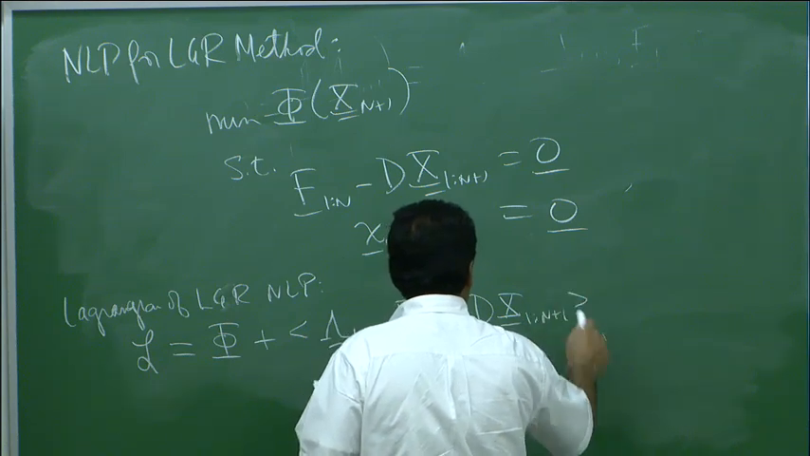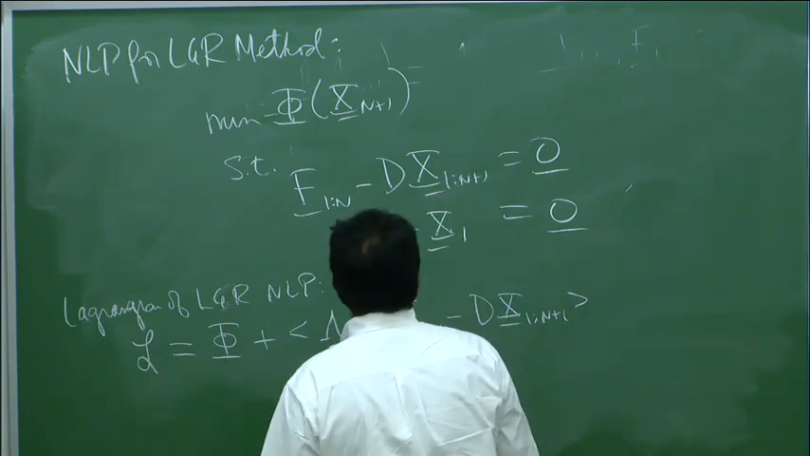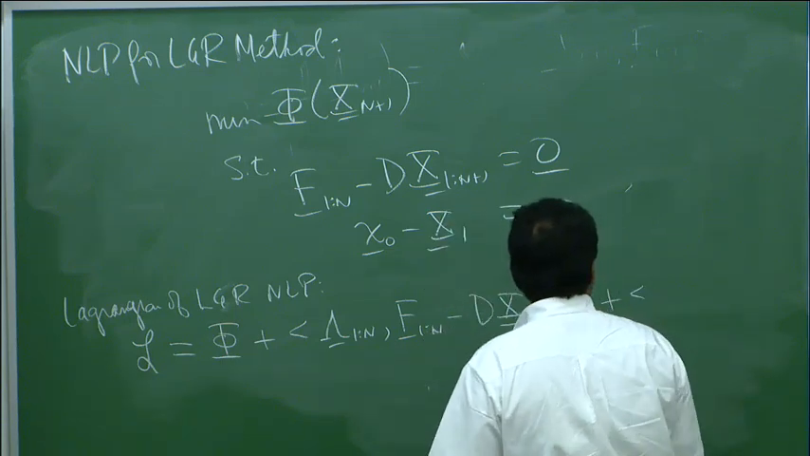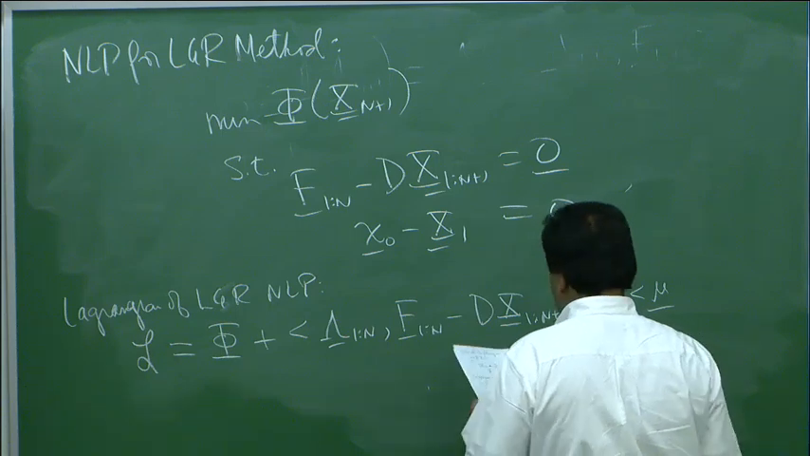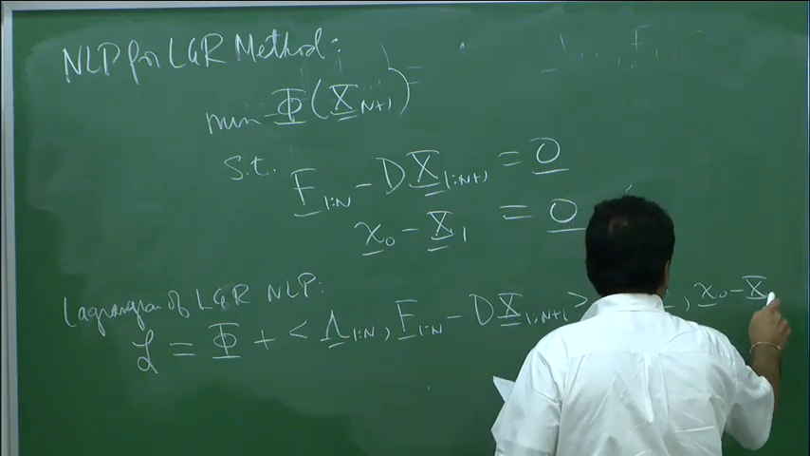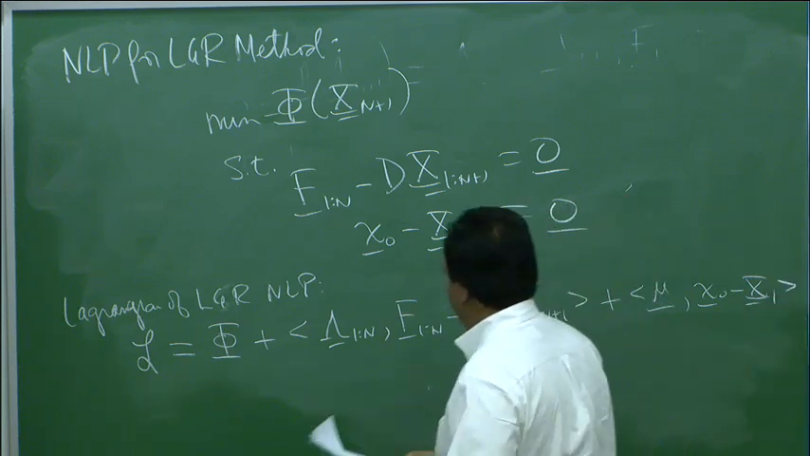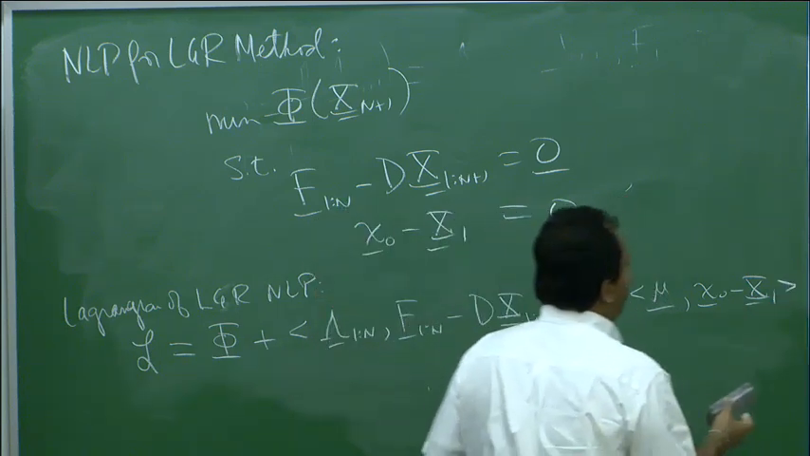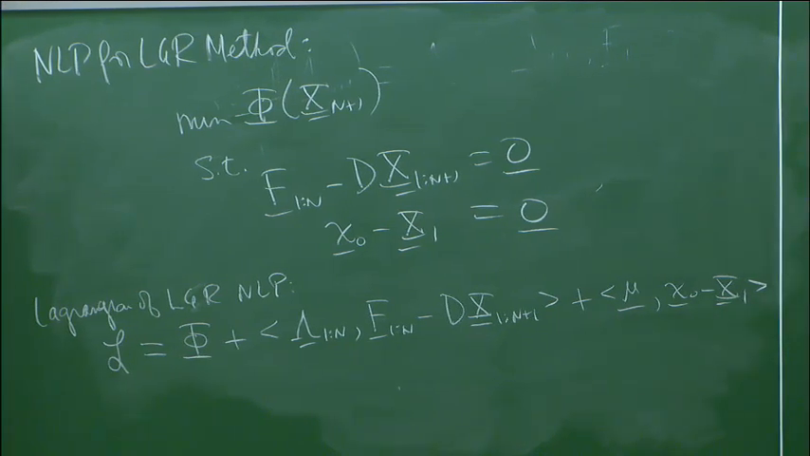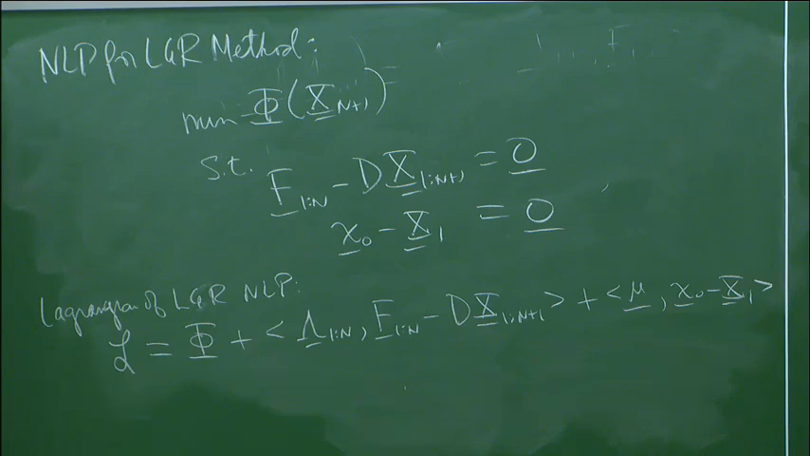So those are the terms involving the collocation equations. And then we get this other term, which is the inner product of this Lagrange multiplier, which I'm going to call mu, with x0 minus x1. Now, you can see that it doesn't look that much different from Gauss, except for the fact that there's no quadrature equation, because we don't have to estimate the state at the final point via quadrature, because it's already included as a variable in the NLP.